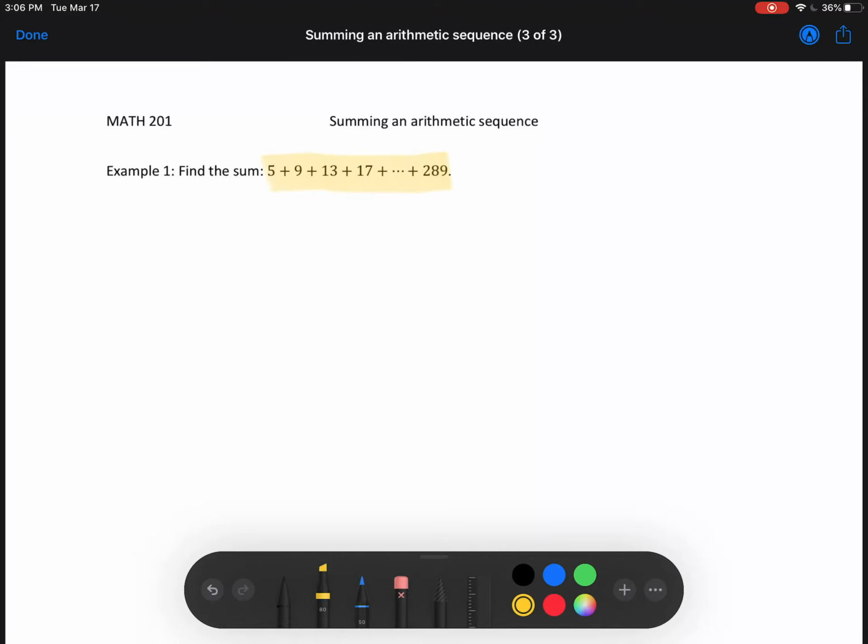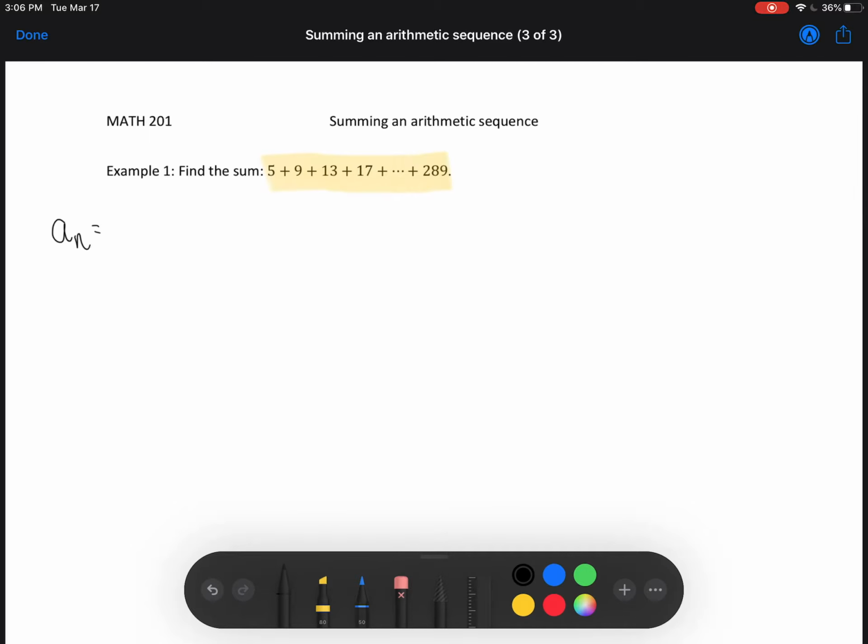So the first thing that you want to notice is that this is indeed an arithmetic sequence, and we can tell that because we add 4 to the previous number to get to the next number, and that's exactly the characterization of an arithmetic sequence. So we can find the closed formula for this.